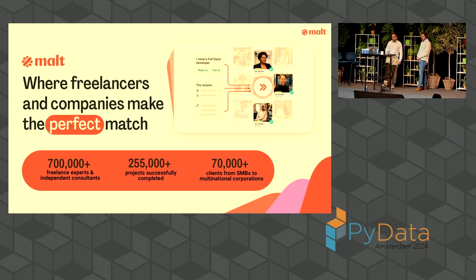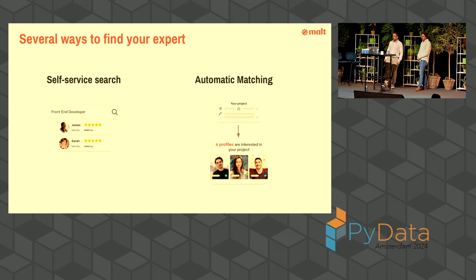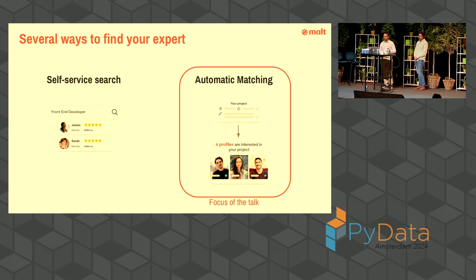As you might have guessed, making that perfect match is a big focus of the data science team. As a company, you have two main ways of finding your talent. The first one is through a search. You can browse the profiles, select the one you're interested in, and contact them. The second way is by describing your project completely, and then our recommender system is going to take care of contacting the best freelancer for you. So for today, we're going to focus on that recommender system.